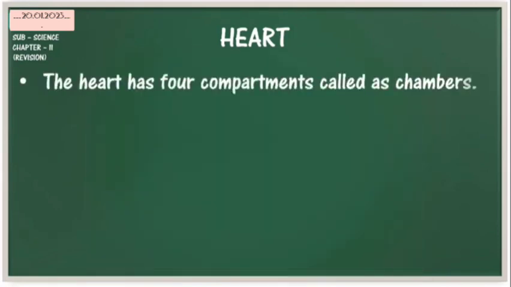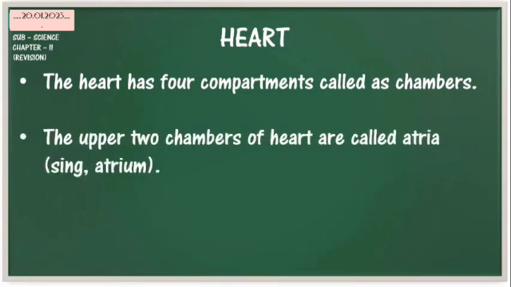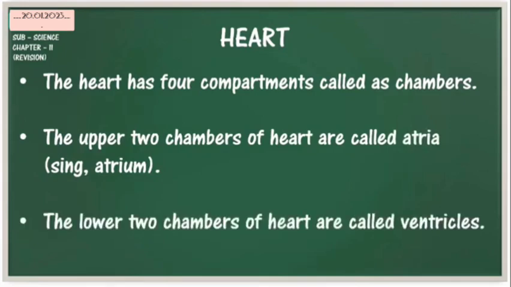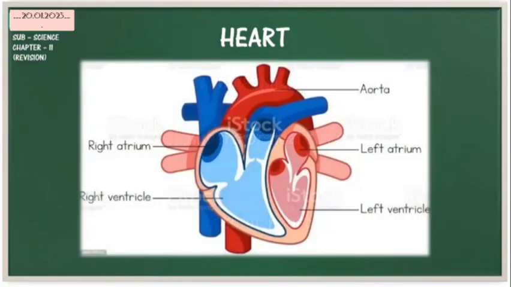The heart is made up of special muscles called cardiac muscles that do not fatigue and are not solid muscles. The heart has 4 compartments called chambers. The upper 2 chambers of the heart are called atria or atrium, and the lower 2 chambers of the heart are called ventricles. On the left side of the heart are the left atrium and left ventricle, and on the right side of the heart are the right atrium and right ventricle.